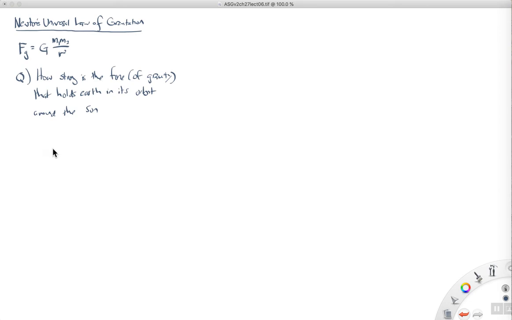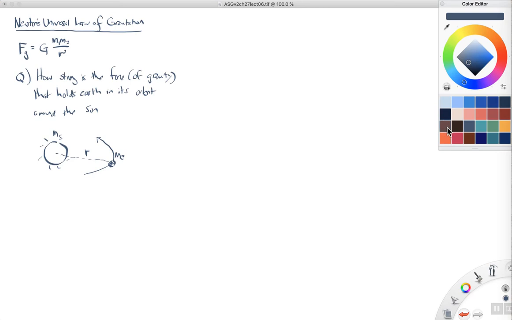Okay, so we have the sun right here. And we've got the Earth right here, and there's some distance between them, r, and the mass of the sun is ms, the mass of the Earth is me, and Earth is going in this orbit around the sun like that. So how big is the force of gravity that is attracting the Earth toward the sun? We want to compute this force of gravity that's acting on the Earth.